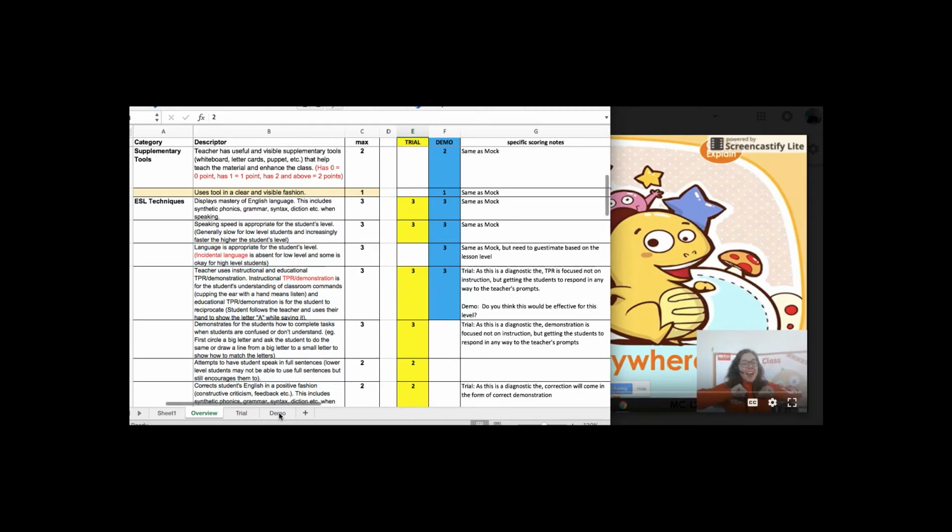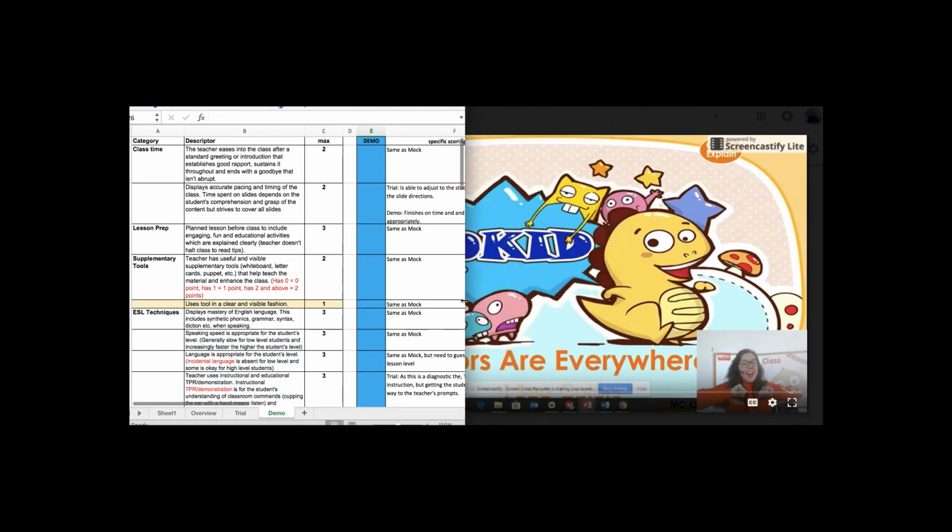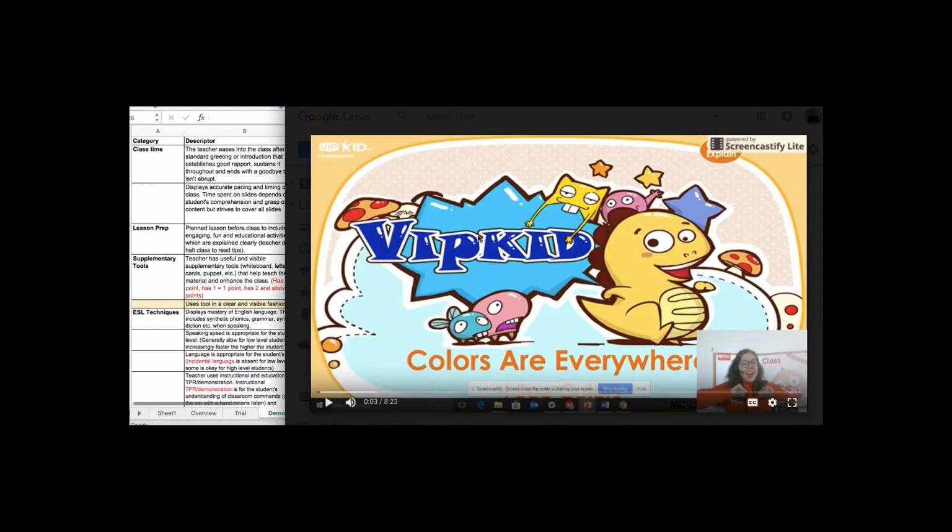So I'm going to go to my demo sheet and we are going to watch the video together. I know you've already seen this demo and have scored it. So now I'm going to walk you through how those of us at head office have scored it and some of the thinking behind it. A couple things to keep in mind here. Because we're using a little bit different system called Screencastify, the teacher cannot actually annotate on the screen. They can mouse over, but they can't annotate on the screen. So don't take points off for not being able to demonstrate in that sense.